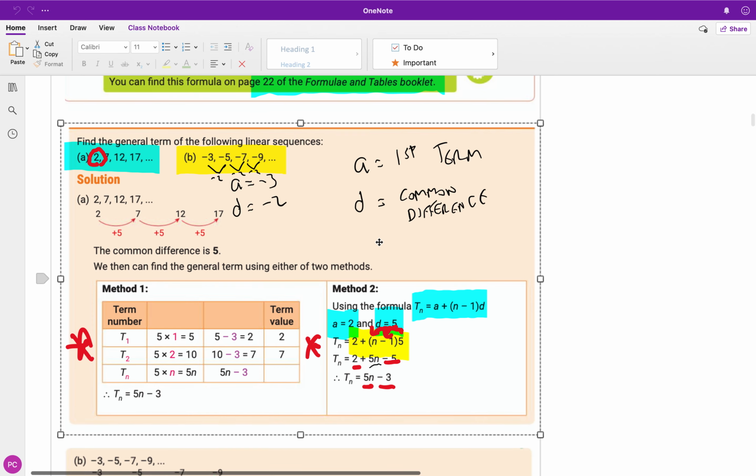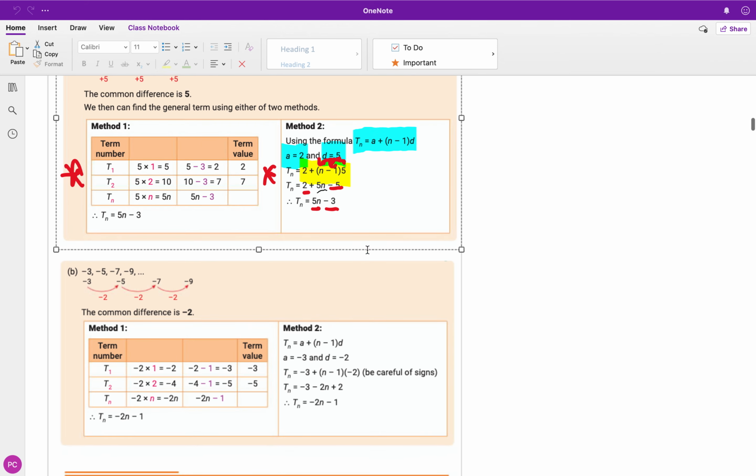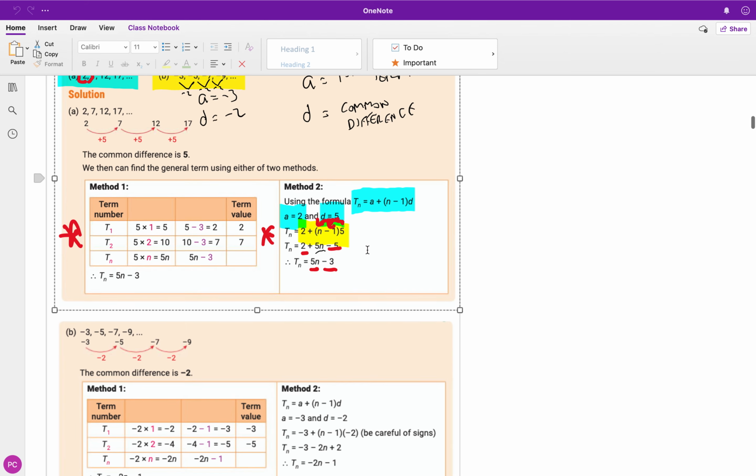So let's go down and have a look at the solution then. We're going to stick with method 2 again. I'll zoom out slightly so you can see the question and the answer. There you go. We're down here at the bottom: a plus n minus 1 times d. So here's our formula again, and we've worked out that a is -3 and d is -2. There, so have they. And we sub it in.